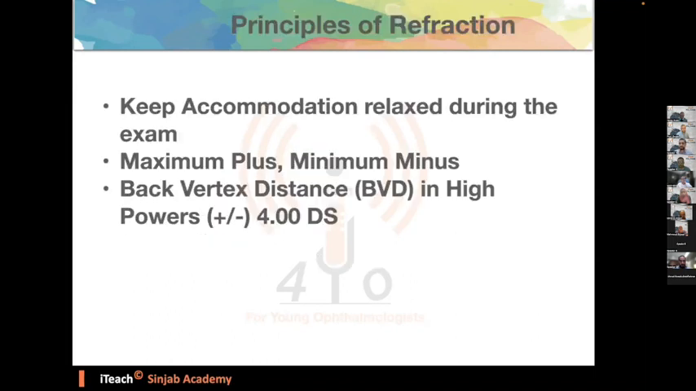Now, the principle of refraction is to keep the accommodation relaxed during the exam. The target of the prescription is to give the maximum plus or the minimum minus that enables the patient to see a visual acuity of 6/6. And if the patient has anisometropia or high degrees of ametropia more than +4 or -4 diopters, we should check the back vertex distance for the glasses.